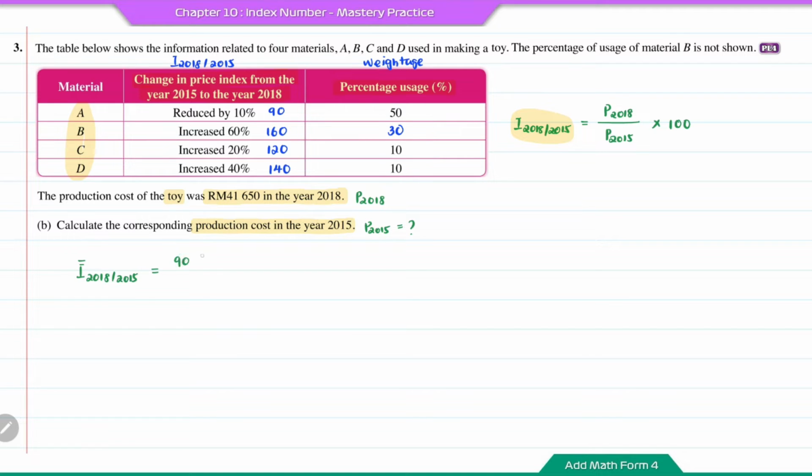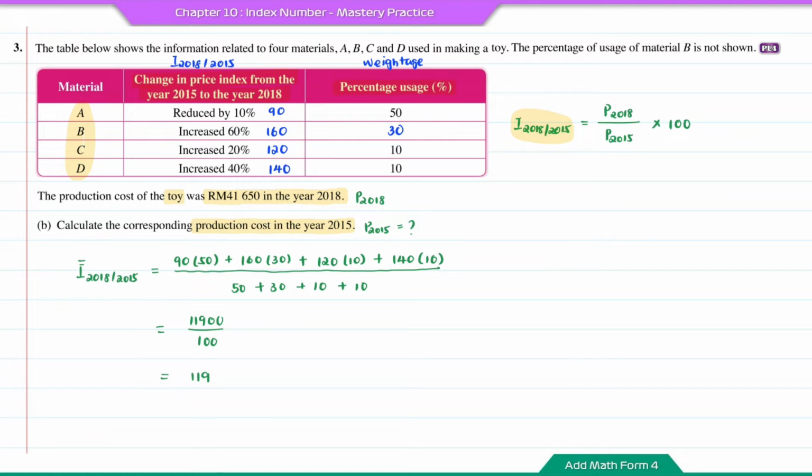So it will be 90 times 50 plus 160 times 30 plus 120 times 10 plus 140 times 10 over the total weightage, which is 50 plus 30 plus 10 plus 10. So here it will be 11900 divided by 100. So the composite index will be 119. So we're going to take the composite index 119 here to do the calculation for the corresponding cost.